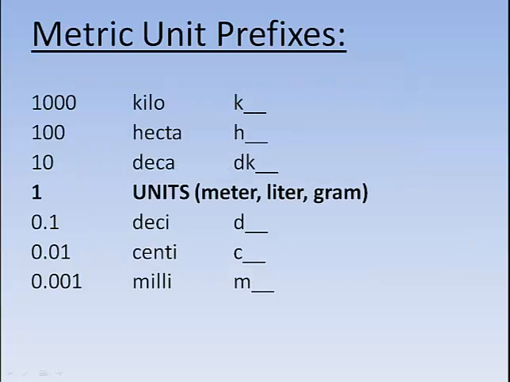Now we can put all kinds of prefixes in front of our units to change their value. If we use kilo, that means 1,000. So a kilogram is 1,000 grams. A milligram is 1,000th of a gram. A centimeter is 100th of a meter, and so forth.